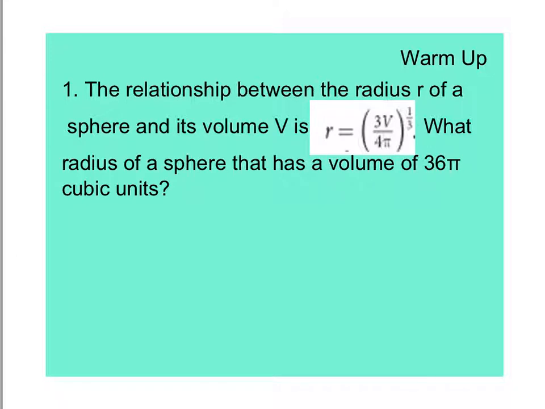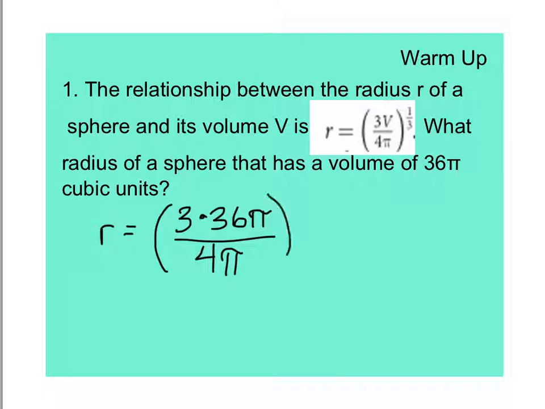So we're going to go to R equals 3 times, instead of V, the 36 pi, dividing that by 4 pi, and they're going to raise that to the 1/3. Well, before I deal with the exponent, let's go ahead and take care of the inside of the parentheses. First thing I notice is this pi and this pi can cancel.